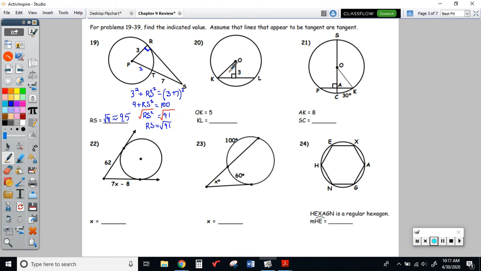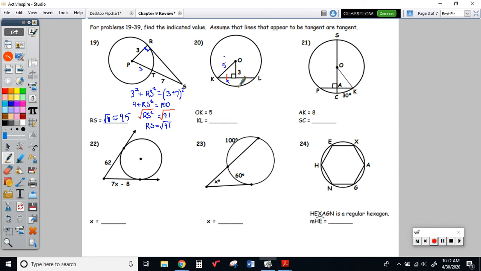On this problem, OK is 5, KL is unknown, that's what we're trying to figure out, but from here to here is 3. So it looks like we could figure out what this is. And then one of the theorems that we learned in this chapter was that if you have a radius or diameter that's perpendicular to a chord, which if you extended this right here all the way, it would be a radius that's perpendicular to a chord, then that means it bisects the chord. So this is congruent to this. Whatever we find out this is, we would just double that to get what KL is.